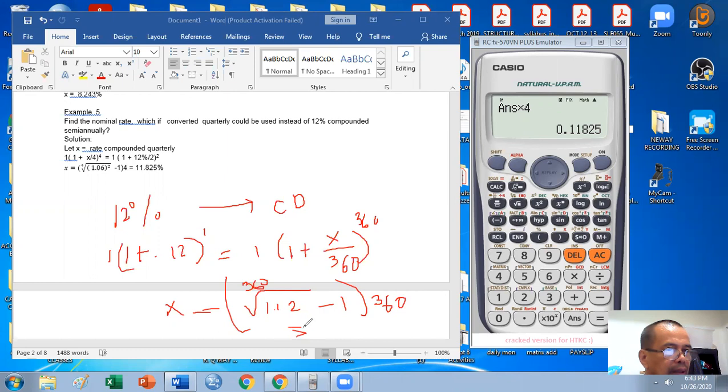And how do you do that? That is the 360 root of 1.12 minus 1 times 360. So the answer should be 11.335%.